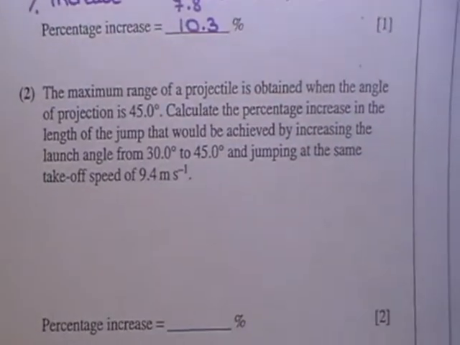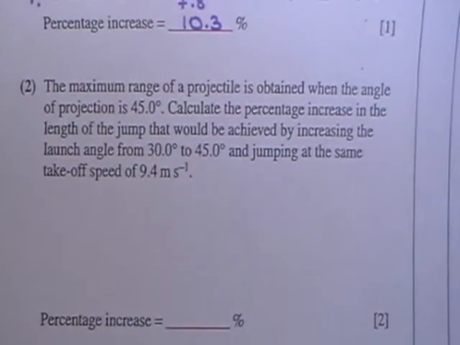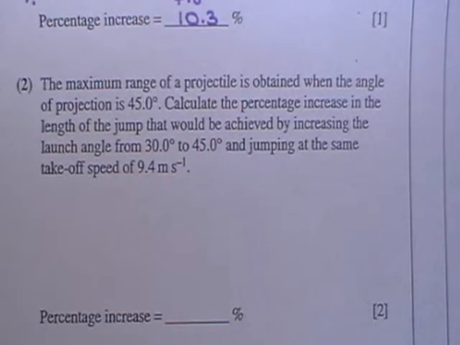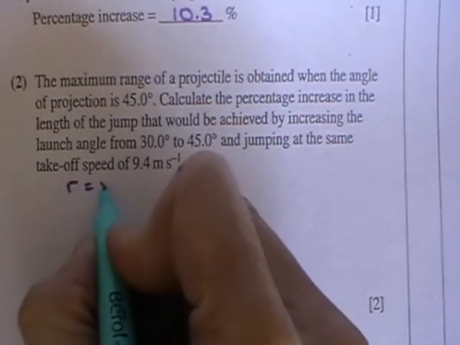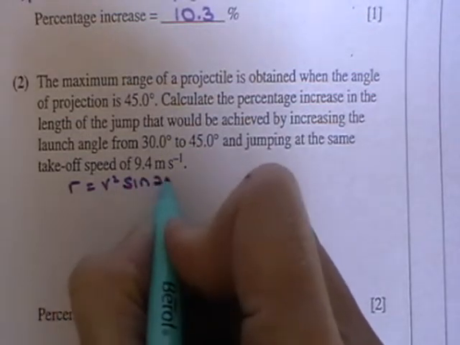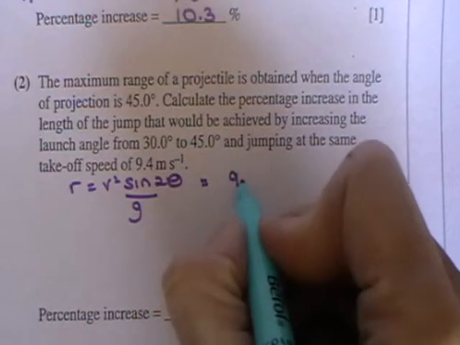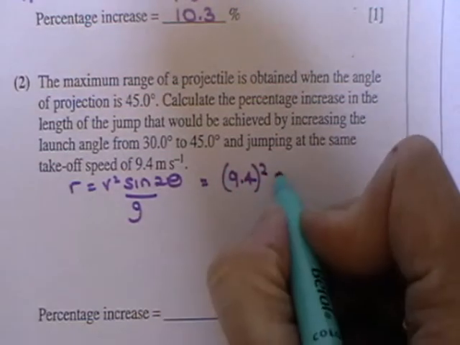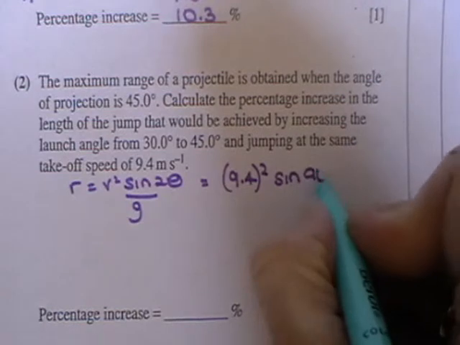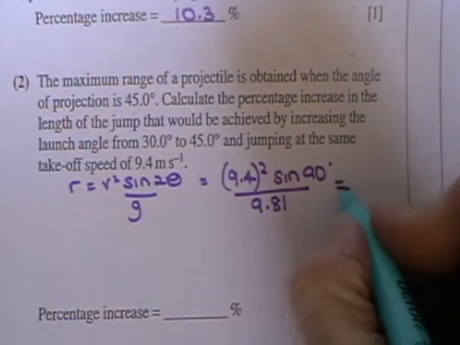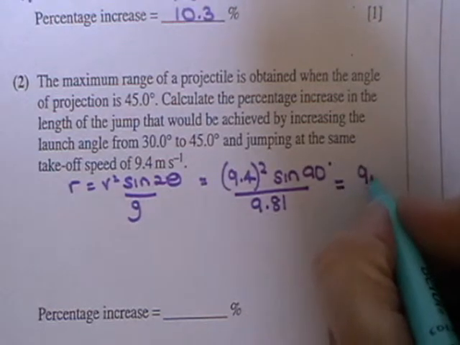And that's your answer. I'll just scan in a wee bit so you can see it a bit better. Part 2, the maximum range of projectile is obtained when the angle of projection is 45 degrees. Calculate the percentage increase in the length of the jump that would be achieved by increasing the launch angle from 30 to 45 degrees and jumping at the same takeoff speed. So we're going to do our r is equal to v squared, the sine of 2 theta again, over g. And we're keeping the same takeoff speed, 9.4 squared. And that will become the sine of 90, which is 1, over 9.81.